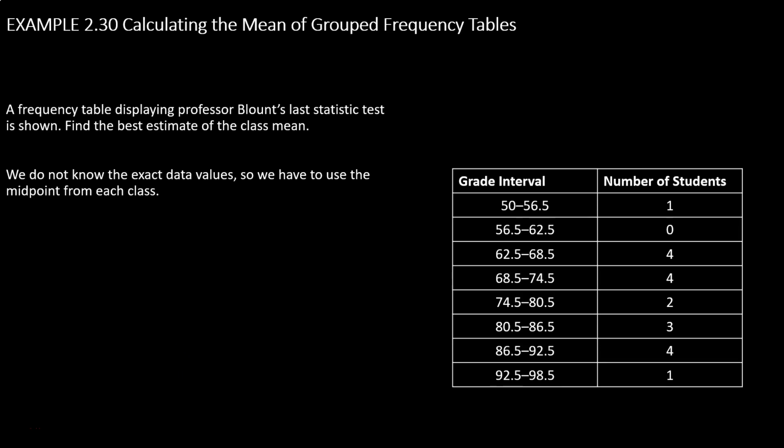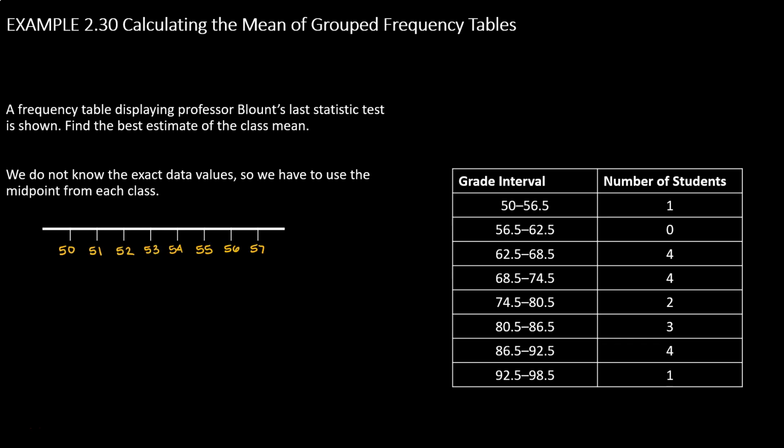For a data set that's already organized into a grouped frequency table, we're not really able to calculate the precise mean of the data set because we can't see the individual data values. However, we can calculate an estimate for the mean. To do that, we're first going to look at the midpoint for each interval.